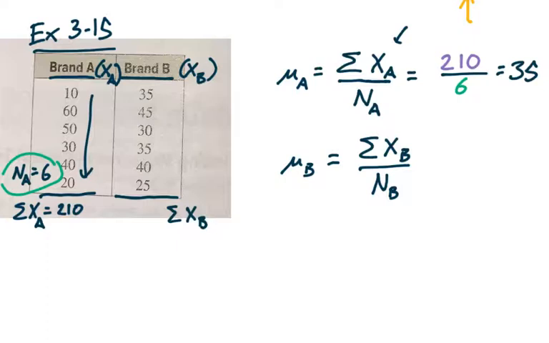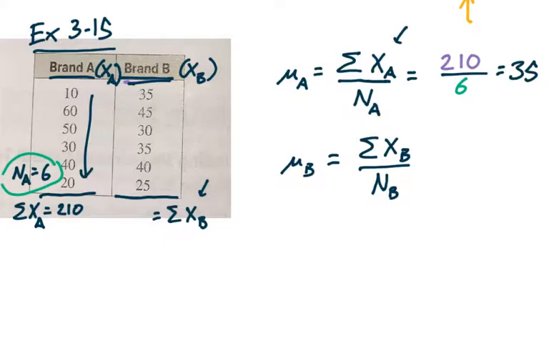And now the next thing that we have to do is basically more of the same, except now using the second set of data. So right here I have the sum of the x subscript B, and that just means the data from population B.